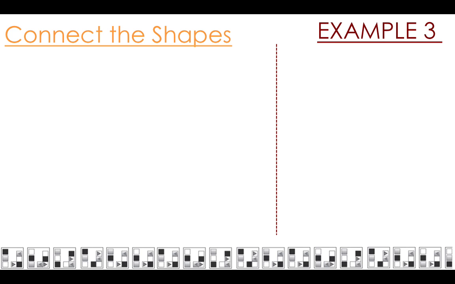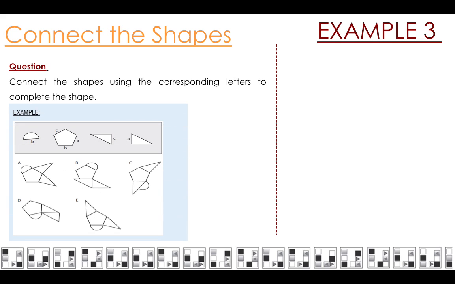So basically this question requires you to connect the shapes using the corresponding letters to complete the shape. So here we have 4 shapes in the grey shaded box, and each of these shapes contains letters. So you need to work out what letters need to be joined up together in order to make one of these diagrams shown below. So let's take the first shape.